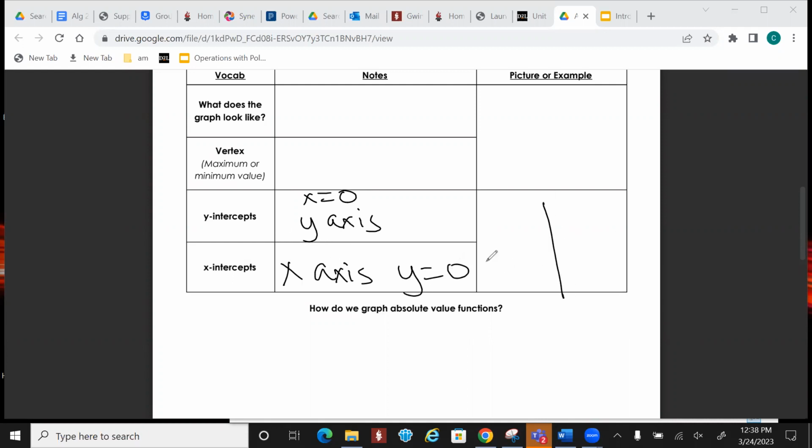So for instance, if I had something like this, it would have an x-intercept of 4, and then this would have a y-intercept of 5.